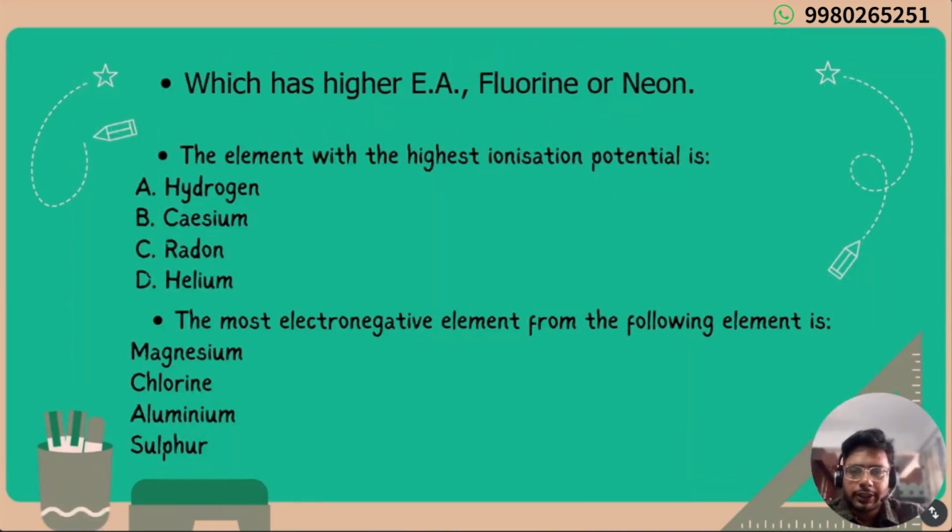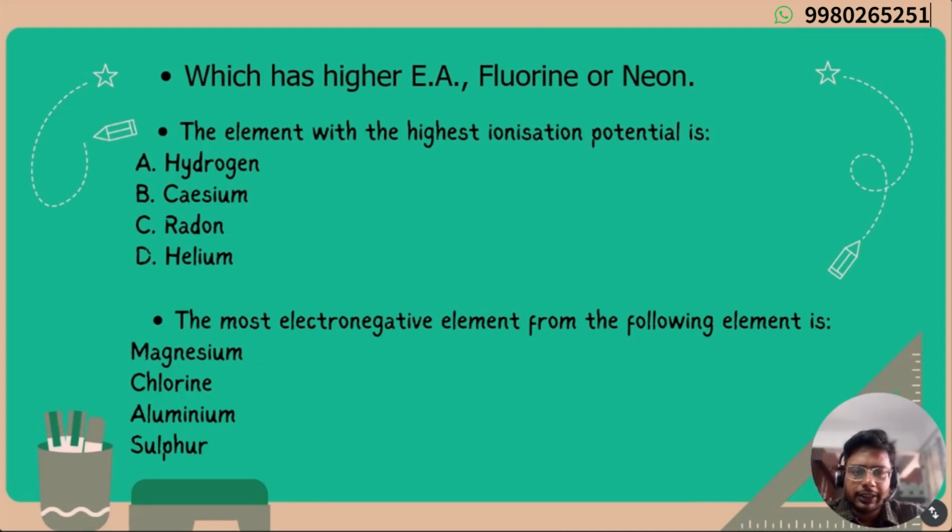So the first question here is: which has the highest electron affinity, fluorine or neon? Fluorine. Fluorine has the highest electron affinity because we said that the halogen family has higher electron affinity in comparison to noble gases.